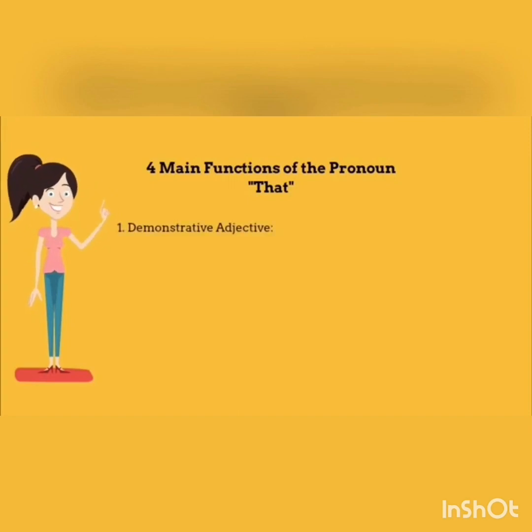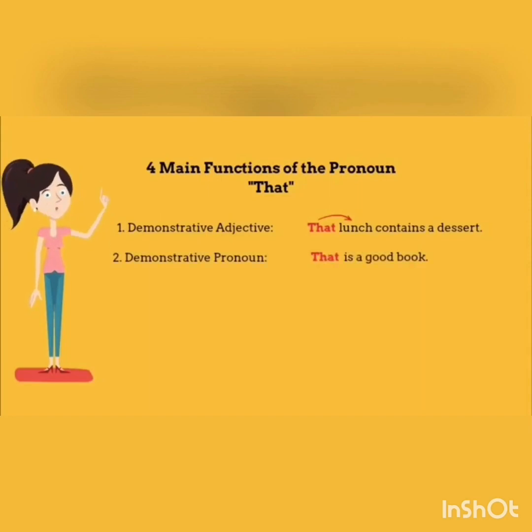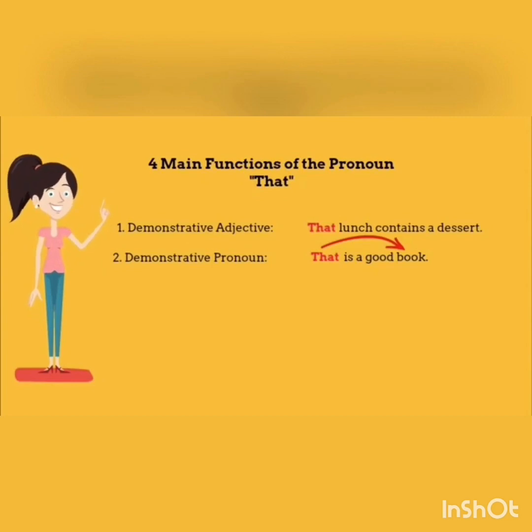It is good to be familiar with the 4 main functions of the word that. First, you have a demonstrative adjective. That lunch contains a dessert. That is next door to the noun. The second one is the demonstrative pronoun. That is a good book. That is away from the noun being pointed out.